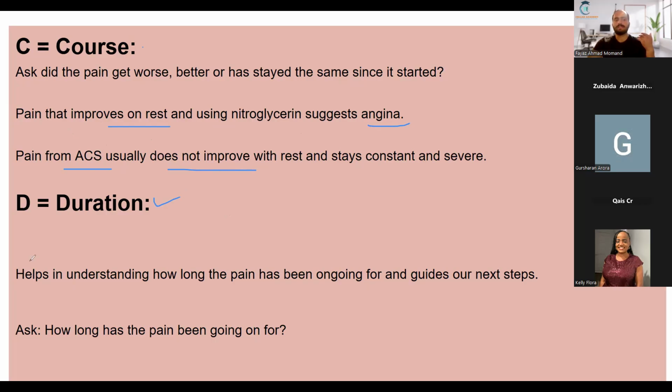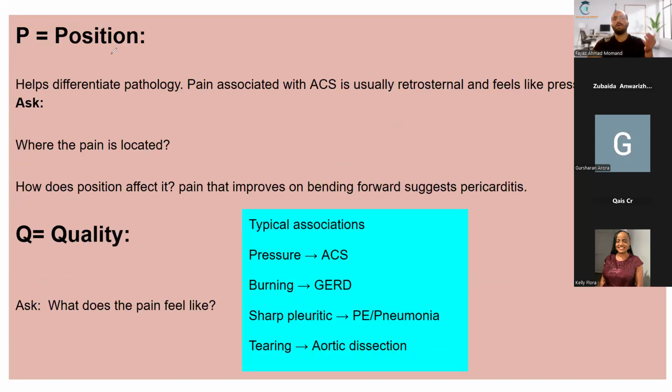Duration of the pain. Now, again, we already asked when the pain started, but we are going to ask the time frame, like 30 minutes, 40 minutes, 50 minutes. How long has the pain been going on? This will guide our next steps. If it is an acute coronary syndrome and we ask how long has the pain been going on, the patient says 30 minutes, then they are within the window of 90 minutes to do a primary PCI if it is STEMI.